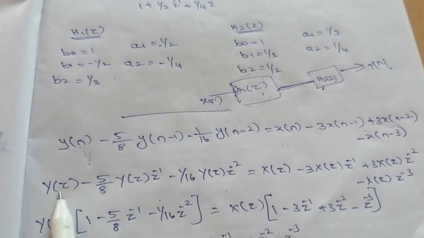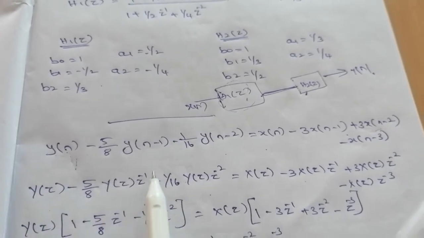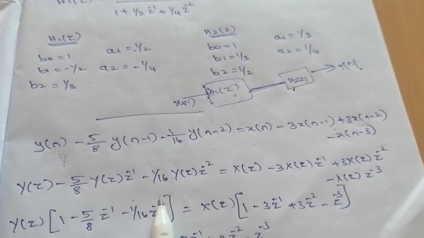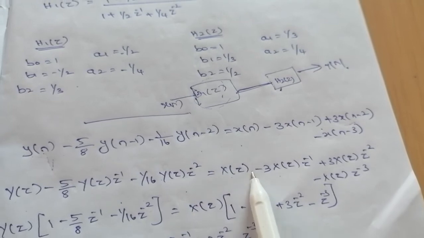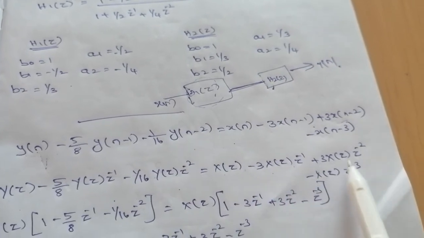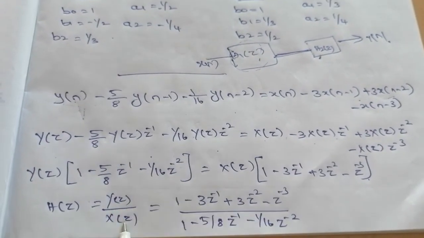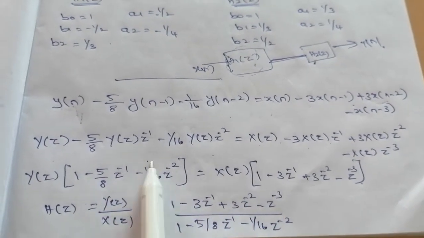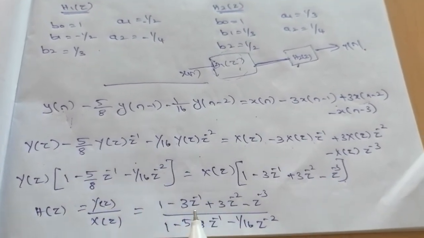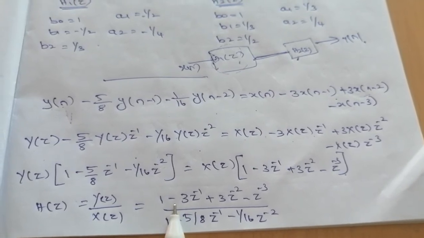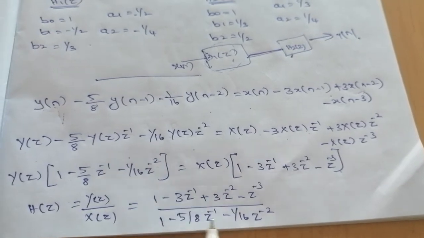On the LHS, we take Y of z common. So this is 1 minus 5 by 8 z power minus 1 minus 1 by 16 z power minus 2. On the RHS, you take X of z common: 1 minus 3 z inverse plus 3 z power minus 2 minus z power minus 3. Then the transfer function H of z equals Y of z divided by X of z, so this term divided by this term. This is the transfer function of the given problem. Now compare this equation with the general equation and find the b0, b1, b2, b3 values and a1, a2 values, right?